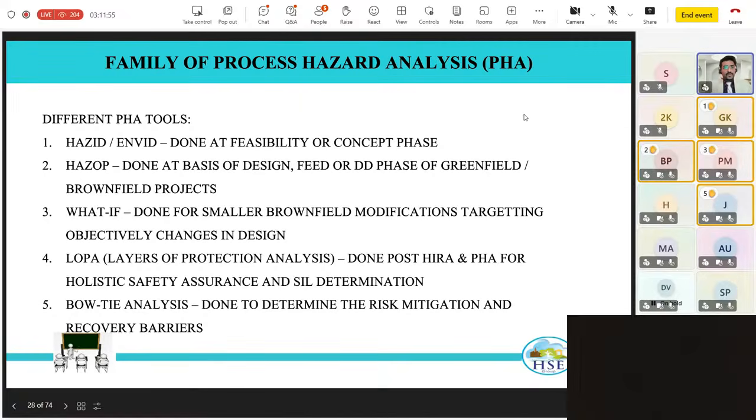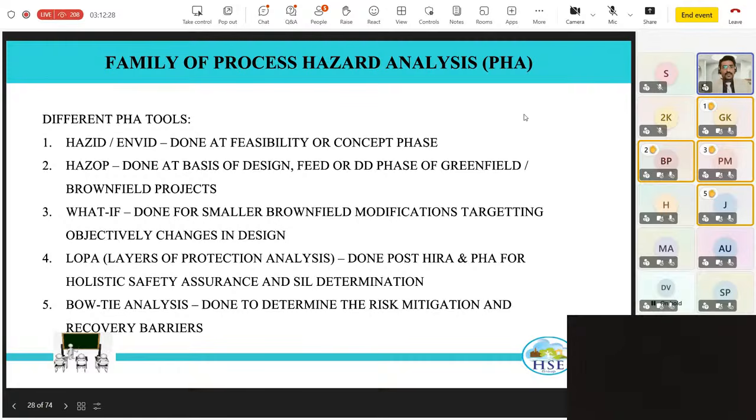Okay, next is different PHA tools. Now we have HAZID and ENVID, which is hazard identification or environmental identification. At what phase or what stage of a project are these done? This is very important to understand. So HAZID and ENVID are usually done when there is less data available. That could be at a feasibility or a concept phase where you just know what compounds or what chemicals you're using and what could be the terrain and other things for the ENVID, or the environmental conditions at that site location. So based on that, we just do it at the initial stage when there's lesser data available.